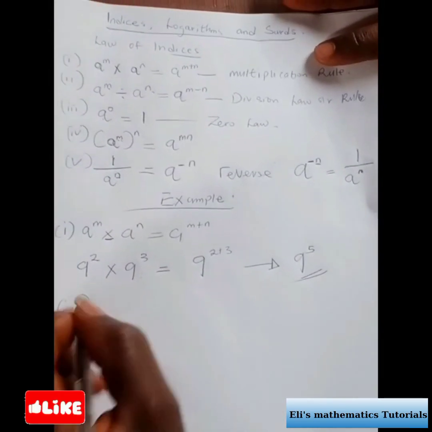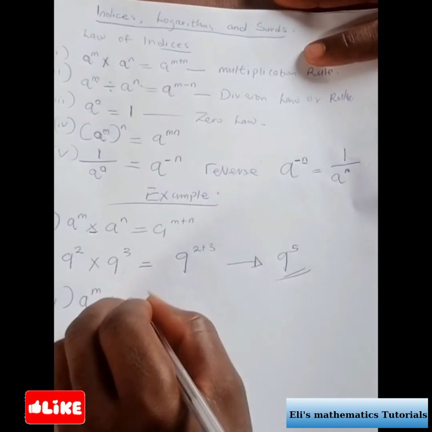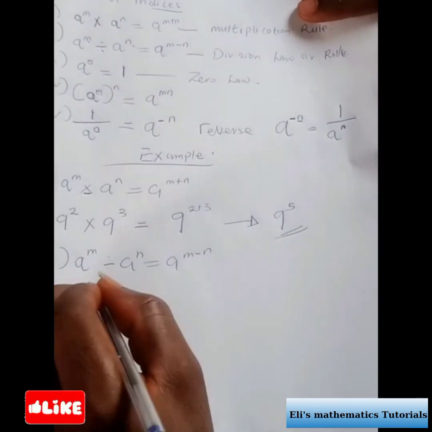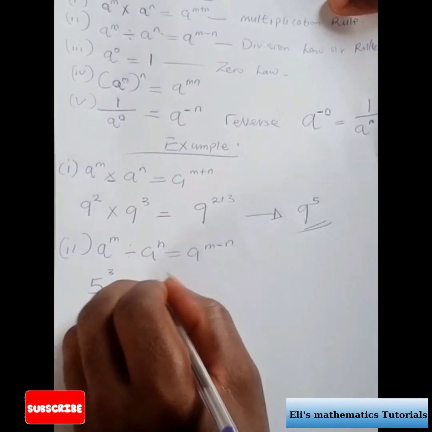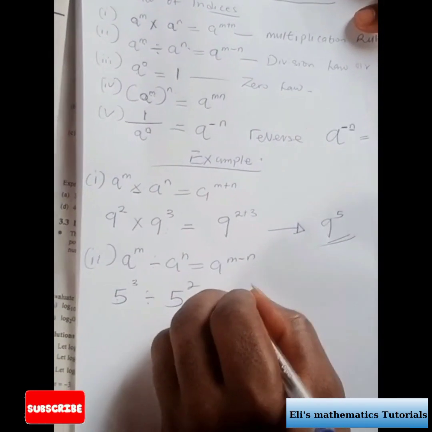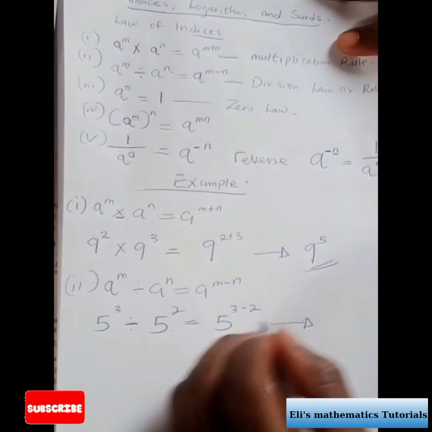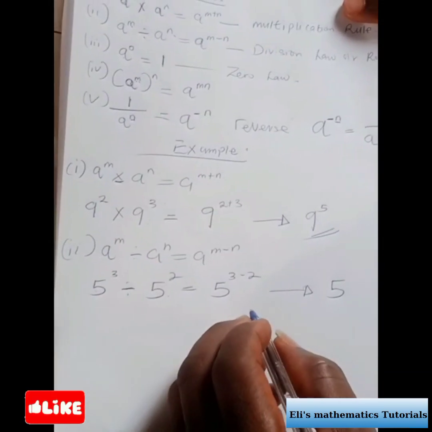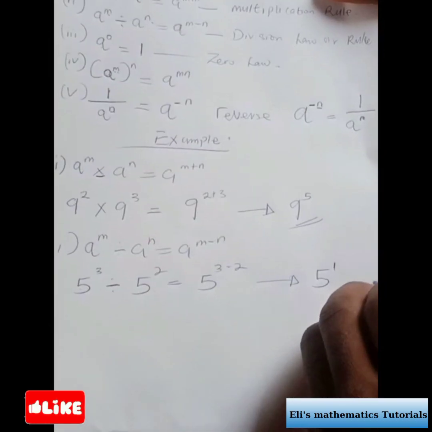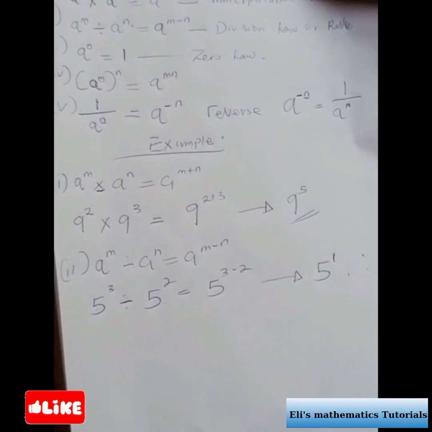Then law 2, we have a raised to power m divided by a raised to power n equal to a raised to power m minus n. So if we have 5 raised to power 3 divided by 5 raised to power 2, same thing, we pick one of the 5, then 3, then since it's the division sign we put minus 2. The answer becomes 5 raised to power 1. So therefore the answer is 5, because 5 raised to power 1 is the same thing as 5.